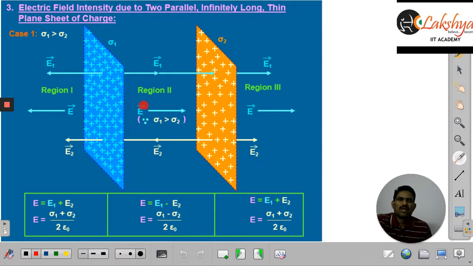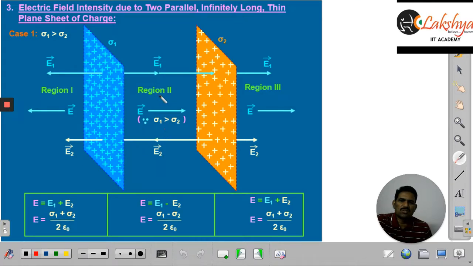And at region 2, the electric field due to this plane of charge is away from the plane, so it will be along this direction, and due to the second plane it will be away from that plane, so that is towards left here.